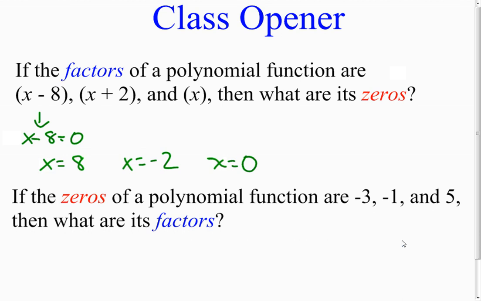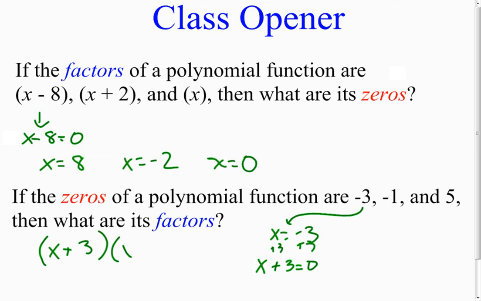And the reverse of that, and this is probably the more important part for what we're going to be doing today: if the zeros of a polynomial are negative 3, negative 1, and 5, what are the factors? We're going to work those in reverse. So if x equals negative 3, if I add 3 to both sides, then I'm going to get that 0. In that case, your factor is going to be x plus 3. So I'm going to get x plus 3, x plus 1, and x minus 5 for this one. And again, we talked about that for weeks. That shouldn't be that big of a surprise.